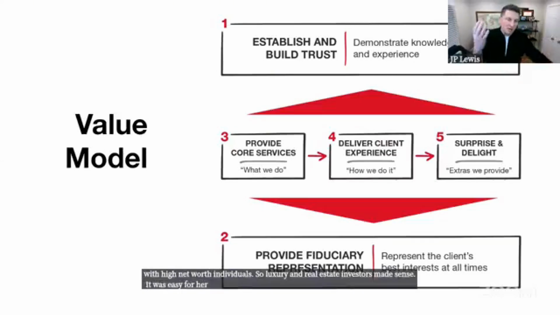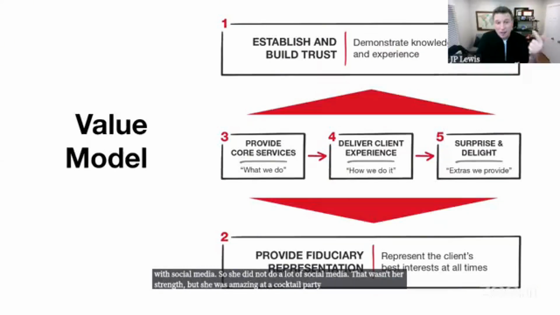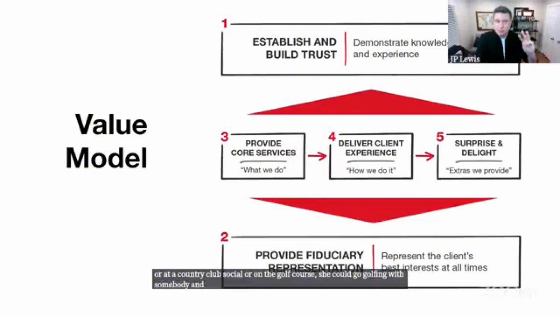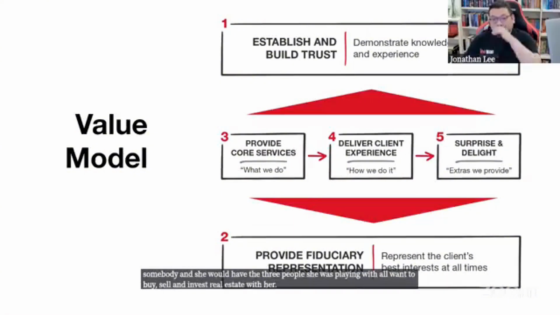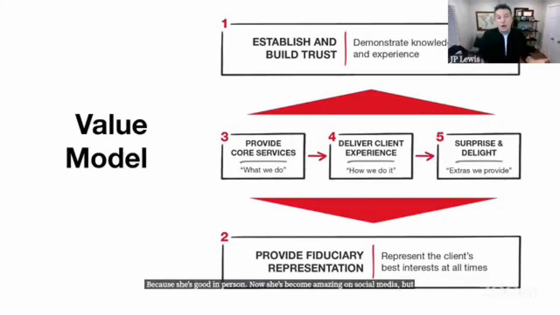She's better now, but she was very uncomfortable with social media. So she did not do a lot of social media. That wasn't her strength, but she was amazing at a cocktail party or at a country club social or on the golf course. She could go golfing with somebody and she would have the three people she was playing with all want to buy, sell, and invest in real estate with her because she's good in person. Now she's become amazing on social media, but she would not start there because it was uncomfortable for her.